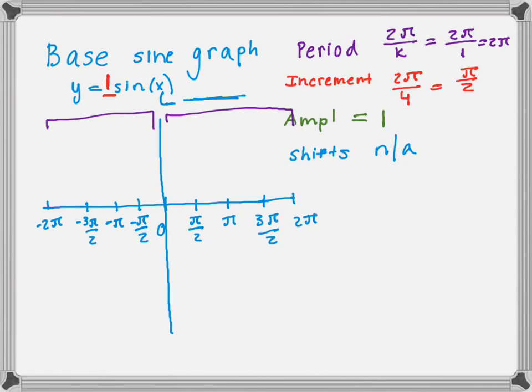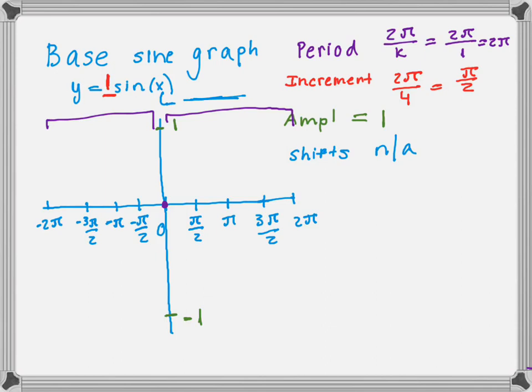So now we can just worry about first the amplitude. We know that it's going to go up to 1 and down to -1, as you can see with our amplitude of 1. And since there are no shifts, now we can get started. Because it's the sine graph, we're going to start at 0. So our base point is at 0.